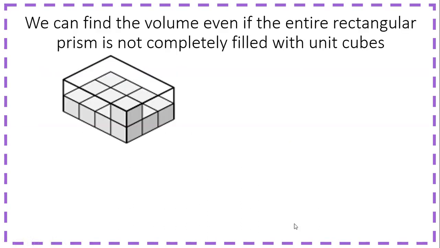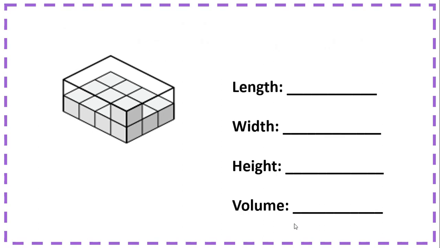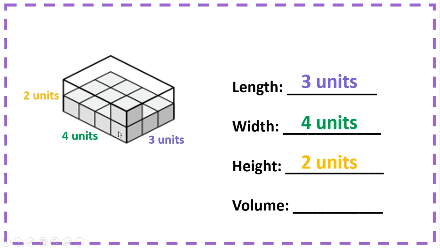So we can find the volume even if the entire rectangular prism is not completely filled with unit cubes. We can see the rectangular prism to the left here is actually filled with unit cubes, but we can use the length, width, and height in order to find the volume. Here we can see the length is 3 units. 1, 2, 3. The width is 4 units. 1, 2, 3, 4. And the height is 2 units. 1, 2. This also means there's 2 layers.